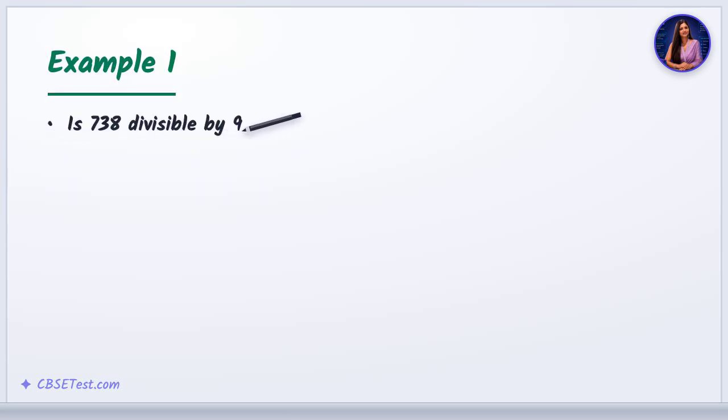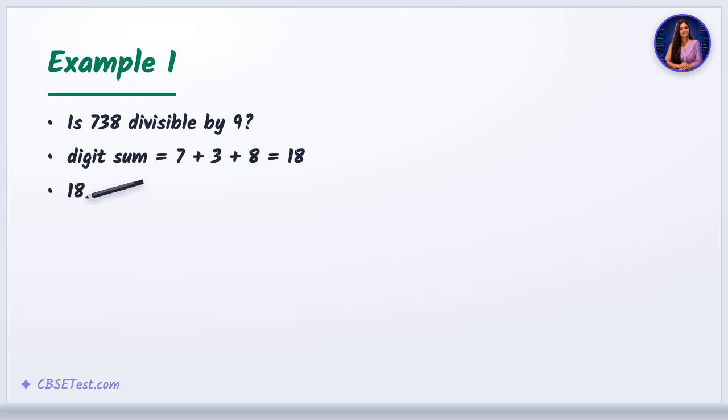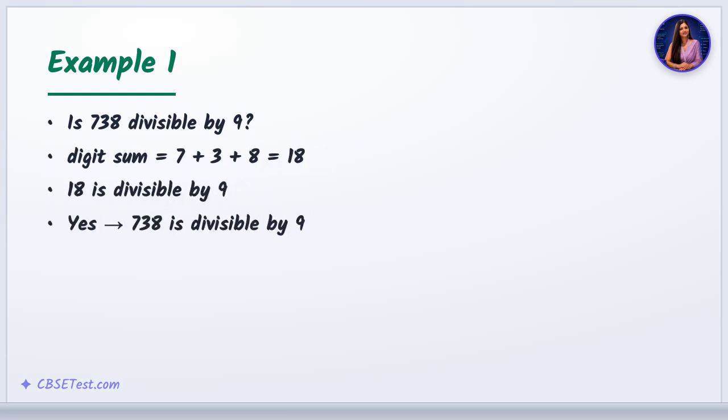Check 738 for 9. Its digit sum is 7 plus 3 plus 8, which is 18, and 18 is divisible by 9, so yes, 738 is divisible by 9.